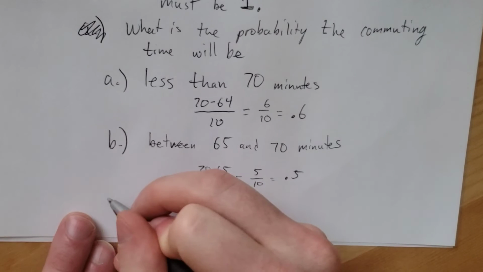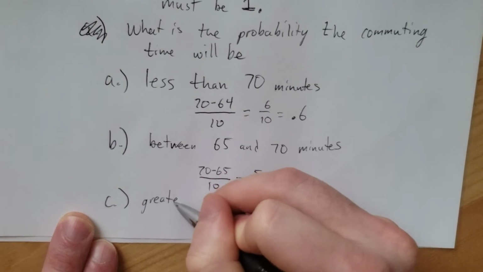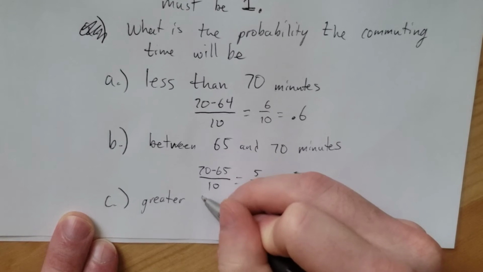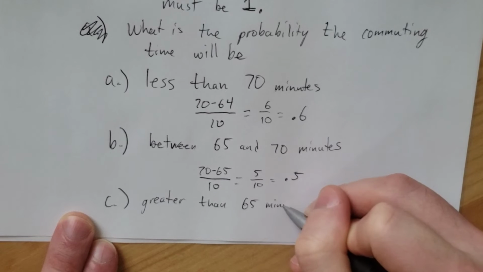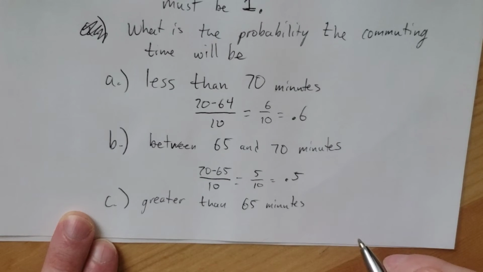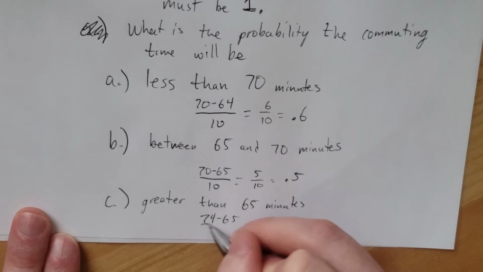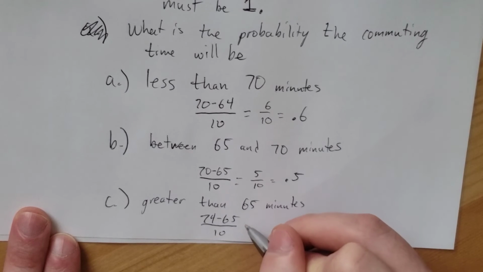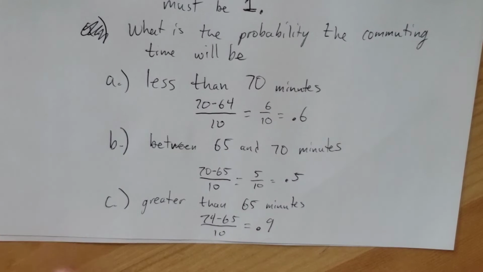And finally, what if we asked what is the probability that the commuting time will be greater than 65 minutes? Well, our maximum is 74. So we get 74 minus 65 all over 10, which is 9/10 or 0.9.